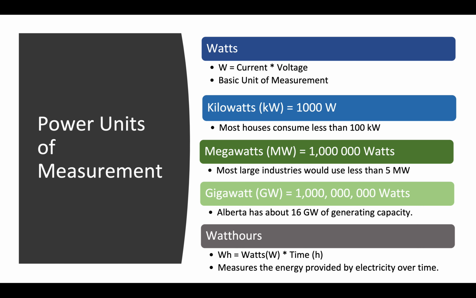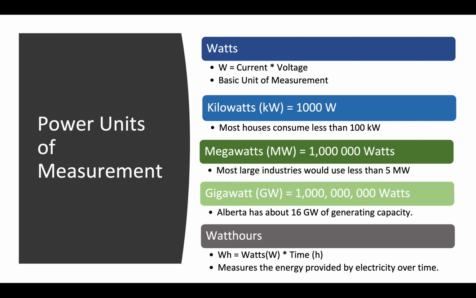Large industries often use under 1 to 5 megawatts. A gigawatt is a billion watts. Giga being billion. All of Alberta has about 16 gigawatts of generating capacity, and a watt hour measures the amount of energy that is produced by electricity over a select period of time. Watt hours are simply the result of multiplying watts by a period of time. This is most commonly going to be discussed in this class.